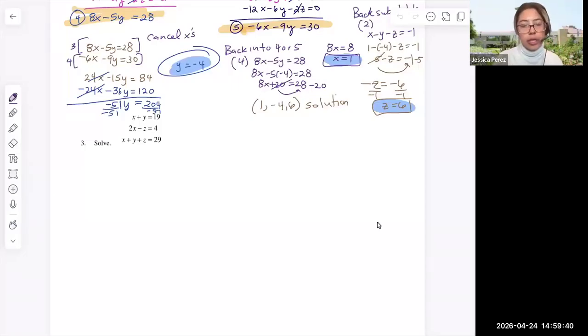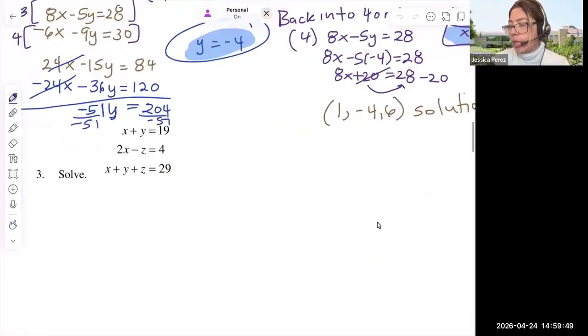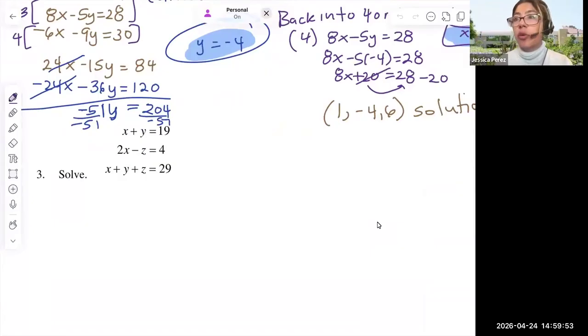Hello, everyone. Welcome to section 8.2. This should be the continuation, so this is part 2. Let's begin by recalling that we're interested in eliminating a variable and making sure that we have an ordered triple. So this is equation 1, equation 2, and equation 3.